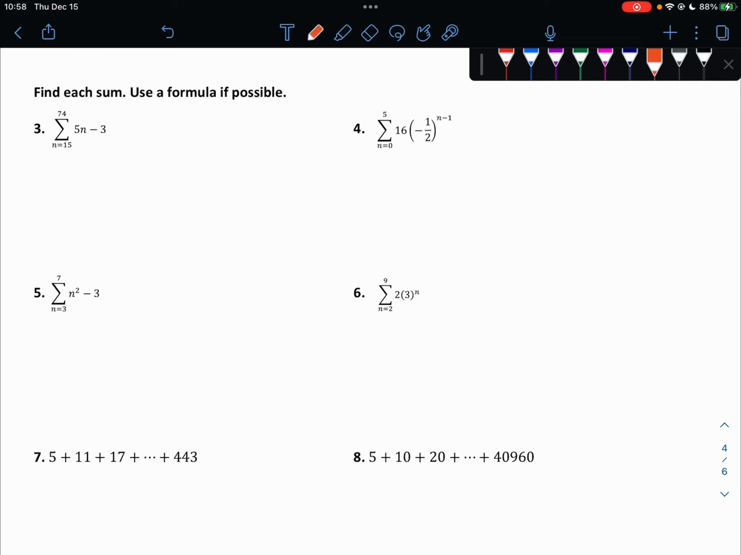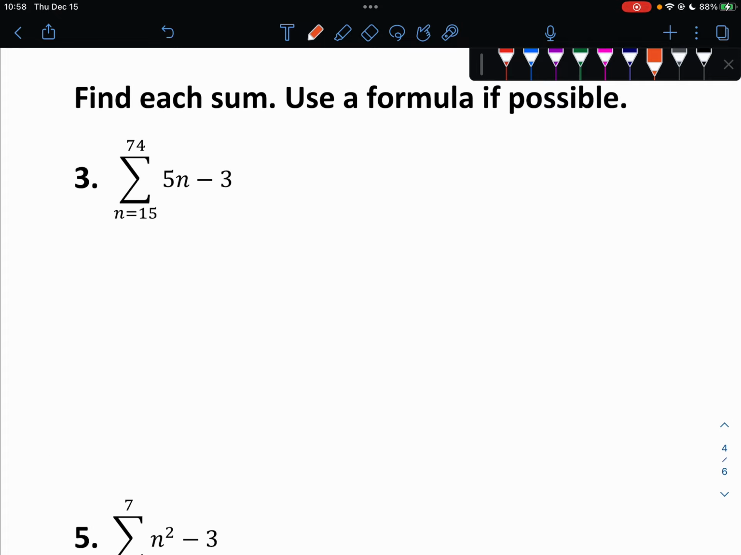Okay, on this page, it just says to find each sum and use a formula if possible. And if not, we'll have to just figure out all the terms one at a time and add them together. All right, so number 3, is it arithmetic, geometric, or neither?